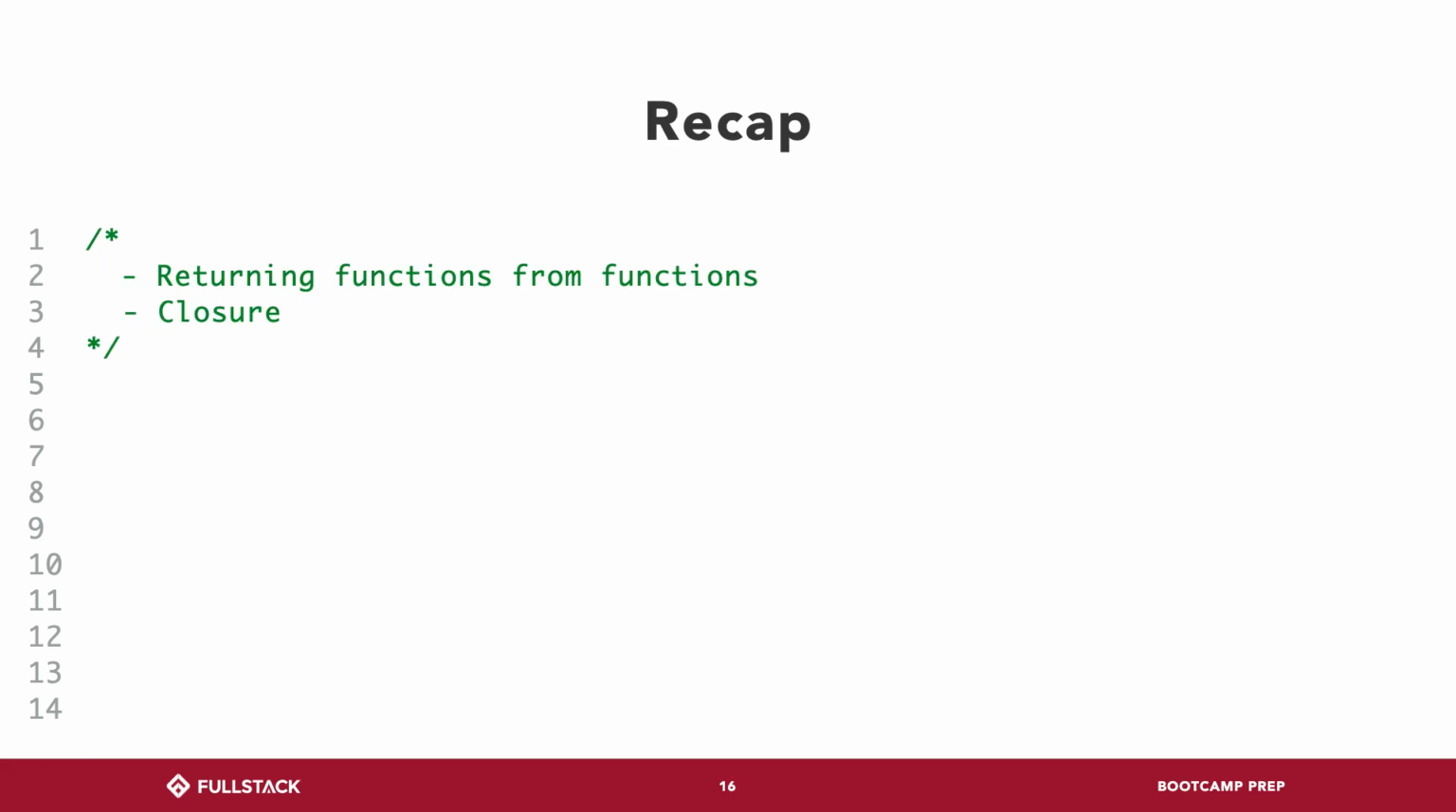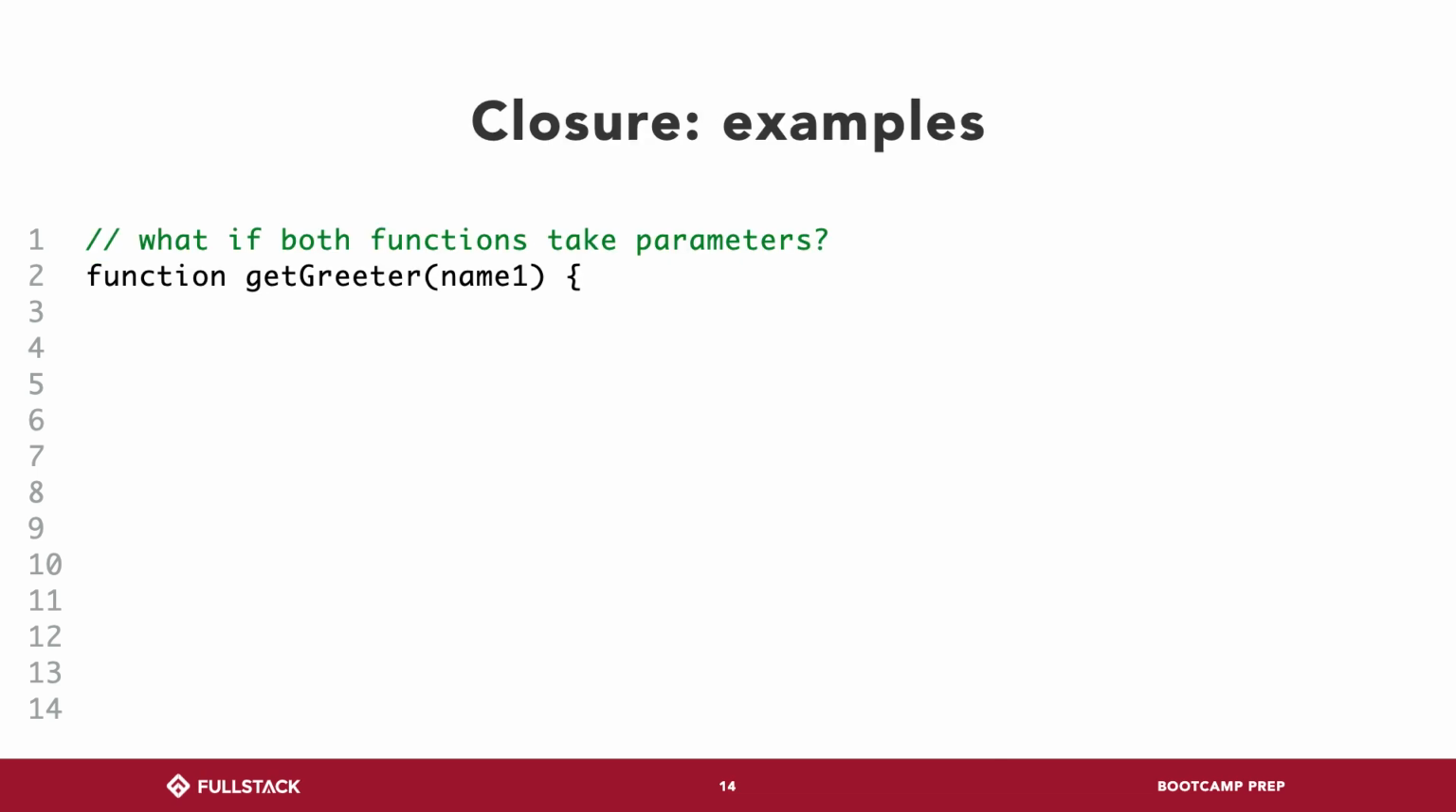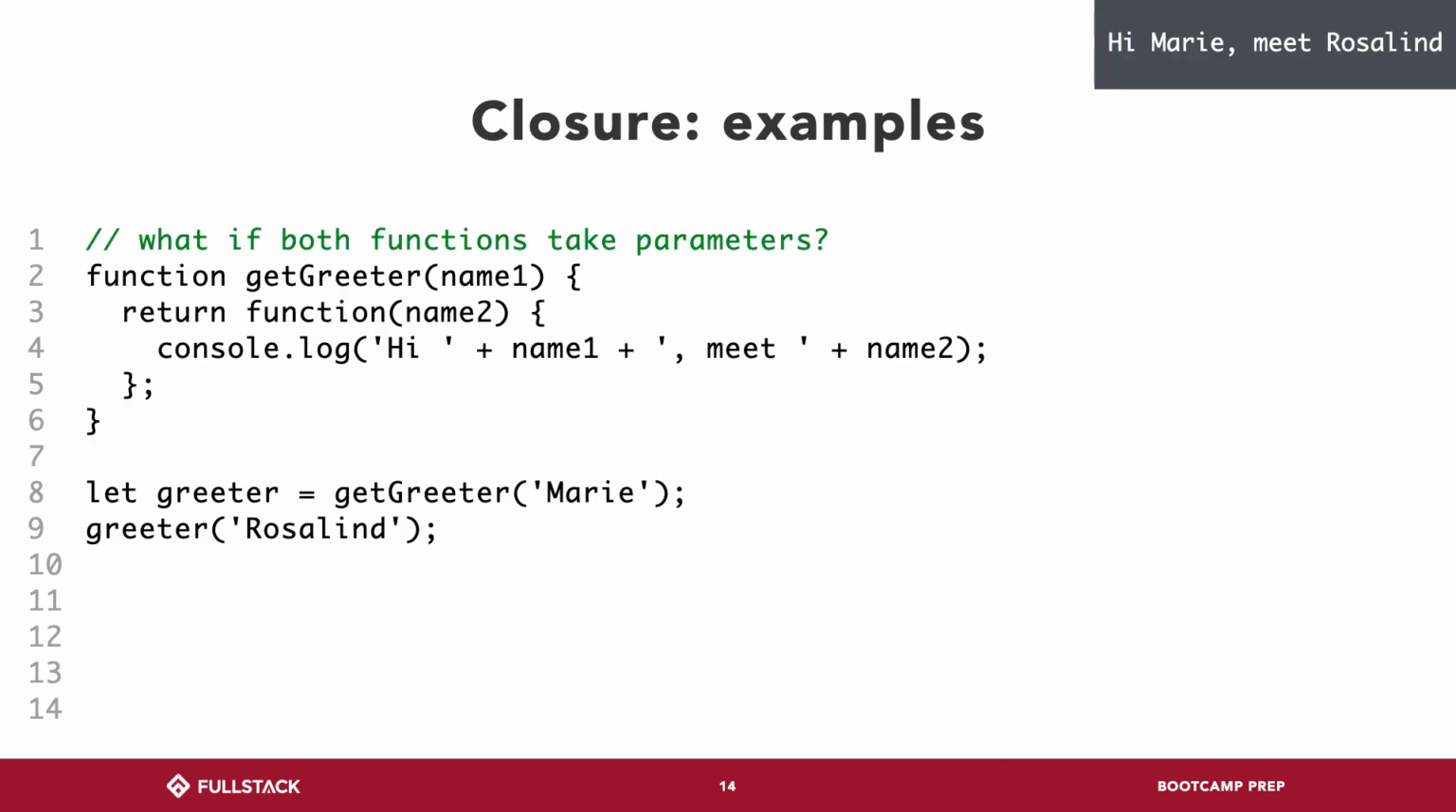So we talked about returning functions from functions, and we talked about closure. In the anonymous function, we're kind of always using it as if it has the same function as the higher-order function.